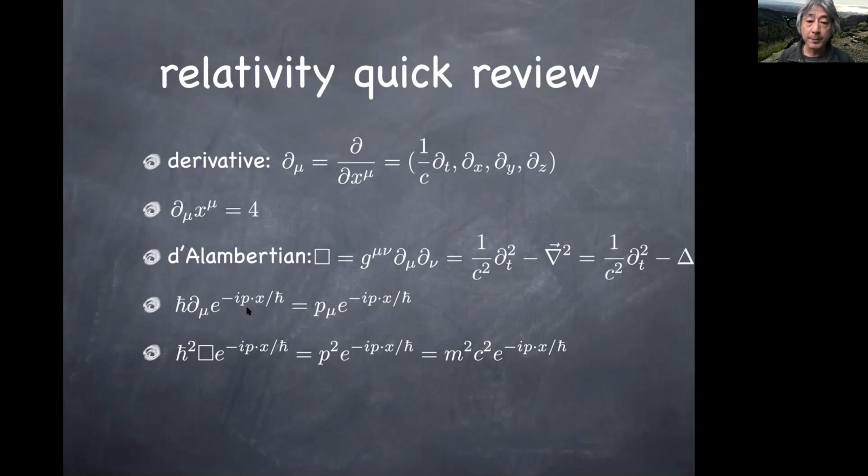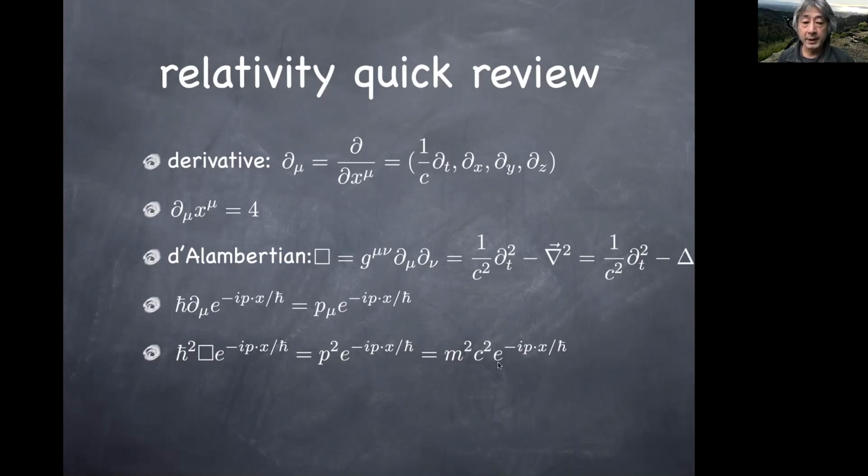And let the derivative act on the plane wave. When the derivative acts on the plane wave, of course the derivative acting on x will pull out p from the exponent, and putting h bar there cancels 1 over h bar. So this derivative will pull out p mu from the plane wave. And when you look at the combination of the Lambertian times h bar squared, you pull out this p mu twice, and of course it's in the Lorentz invariant contraction of indices. So you get p squared, which is, of course, given by m squared c squared for a massive particle with a momentum p mu.